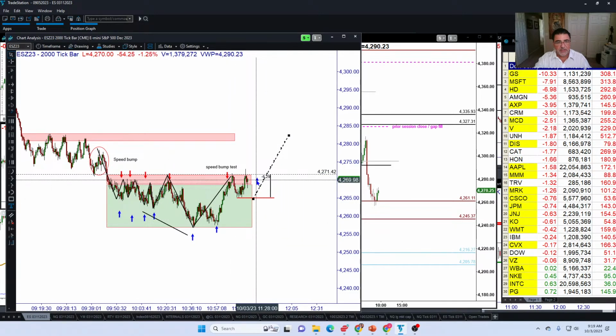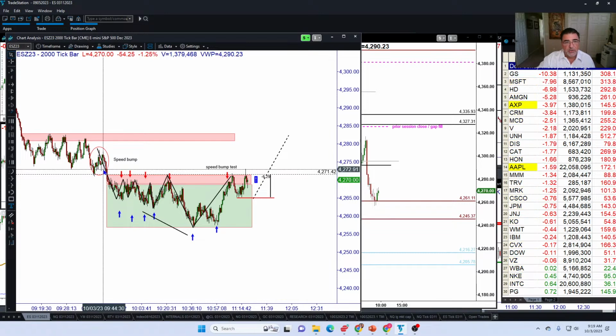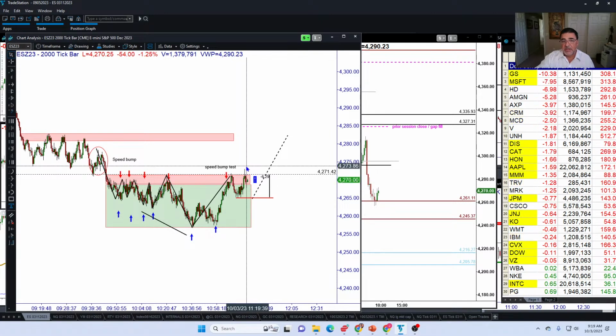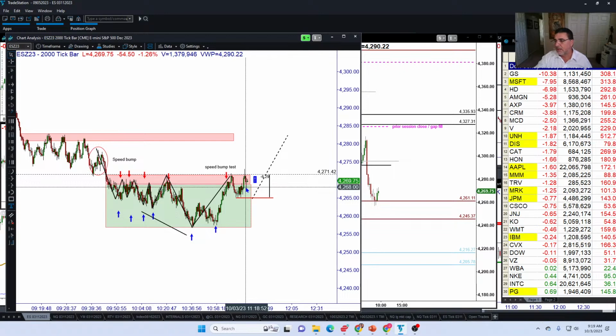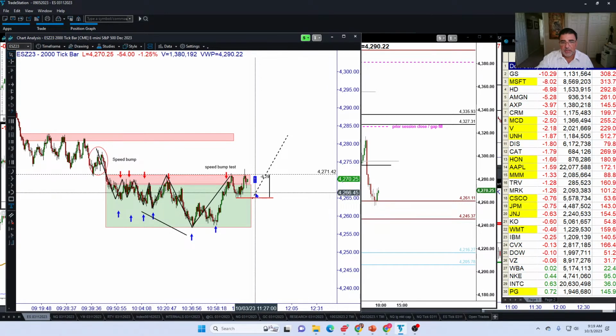After it tested, you could come back in and still take that. Now, if you were prepared for the speed bump, you would anticipate that if you did take that breakout, you have to expect a little bit of a pullback. So it's not a surprise that we're getting a little pullback, especially if you just entered that trade.